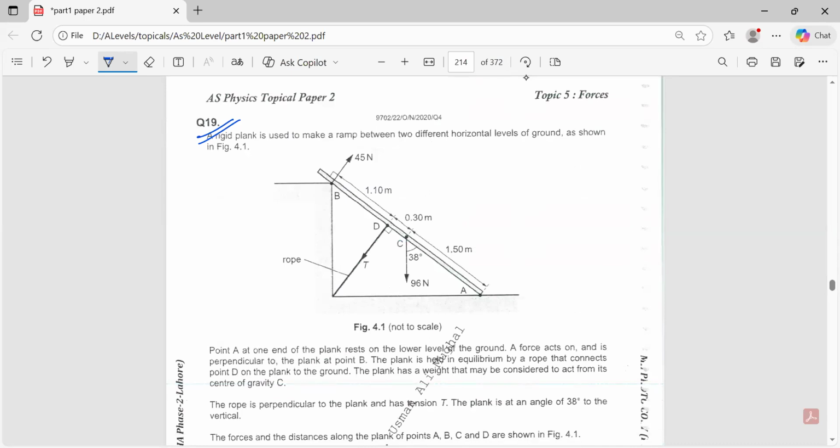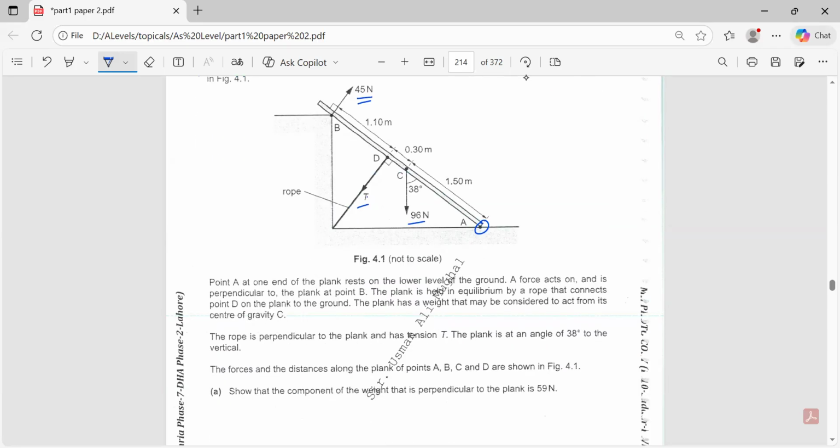Question 19 says there is one force of 45 Newton which is acting this way, and then there is a string which is at a tension T. There is one weight which is hanging as 9.6, and this is the point A. What is the question saying? The rigid plank is used to make a ramp between two different horizontal levels of ground, as shown in figure 4.1. Point A at one end of the plank rests on the lower level of the ground, and a force acts on and is perpendicular to the plank at point B. So there is one force which is acting perpendicular at point B. The plank is held in equilibrium.